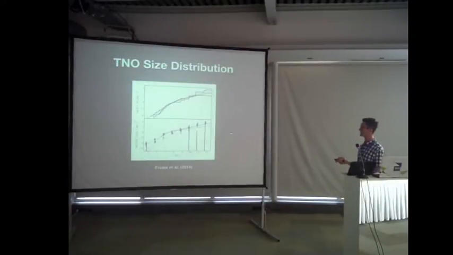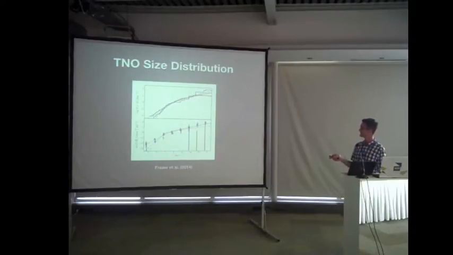But this is the current state of the art. This is what I got published a couple of years ago. I'll walk you through this here. Top is cumulative, bottom is differential, as a function of H. H is our absolute magnitude here, because of course we don't measure sizes, these are unresolved objects. But roughly speaking, this here is about 100 or 200 kilometers diameter, give or take.